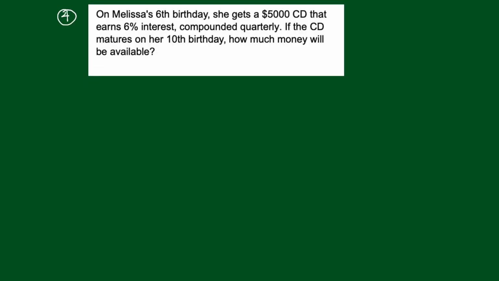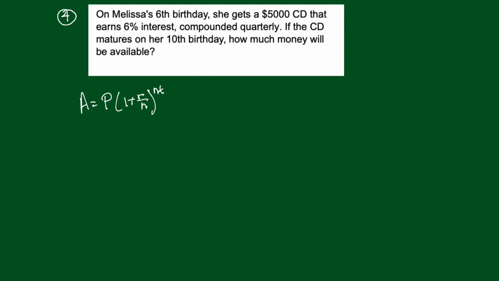We know that on her 6th birthday, Melissa gets a $5,000 CD that earns 6% interest and is compounded quarterly. Now, if the CD matures on her 10th birthday, how much money will be available? Well, I'm going to use this formula right here. The amount of money is going to be P times 1 plus R over N to the N times T.